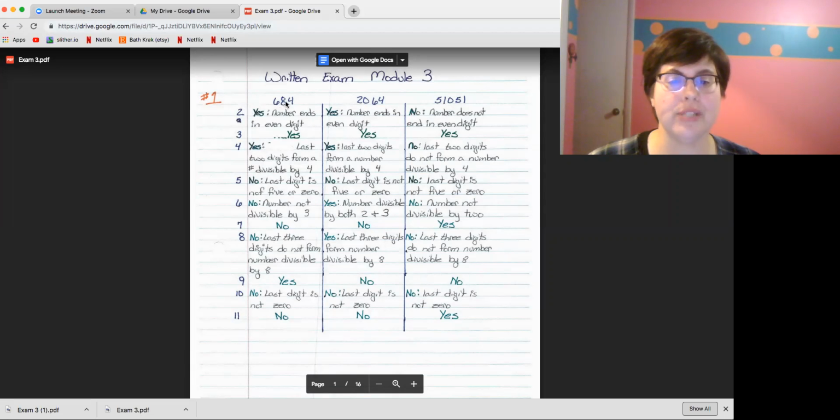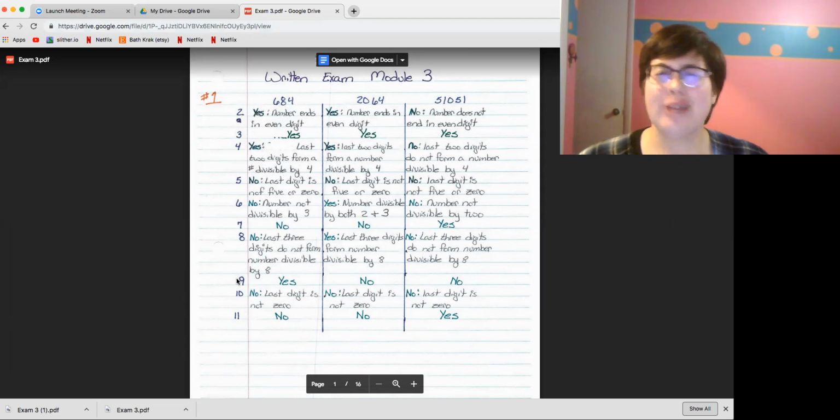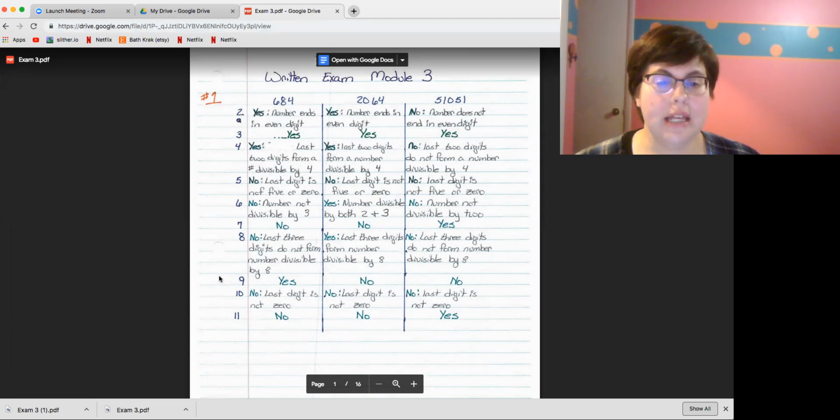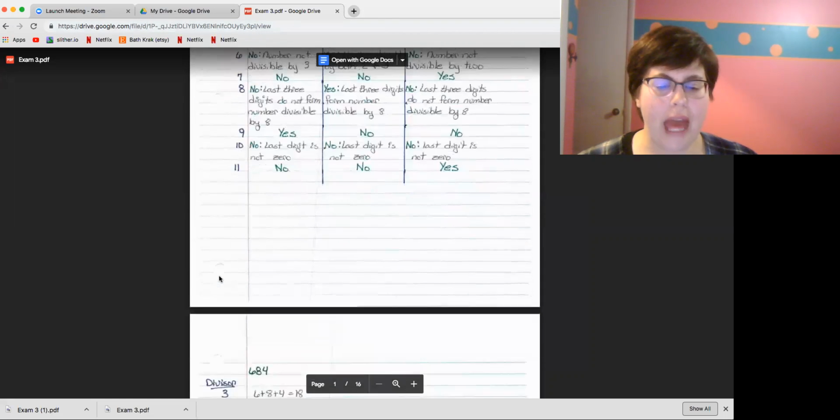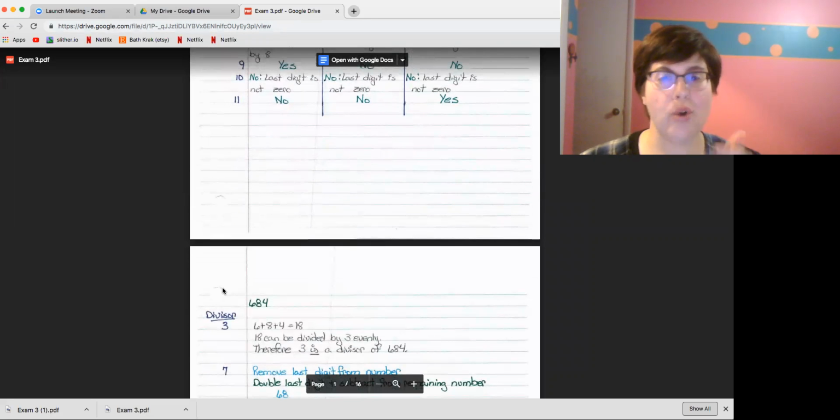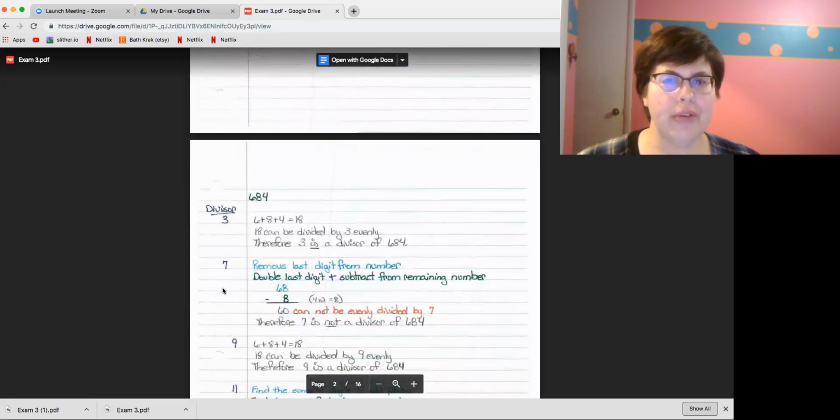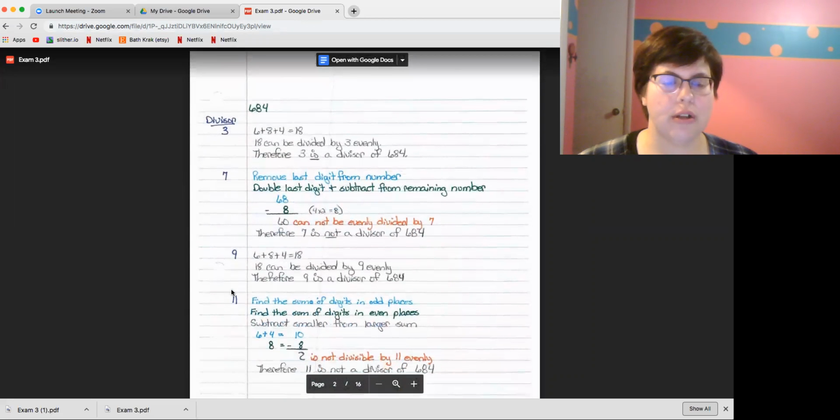For example, 684, yes, 2 is a divisor because the number ends in an even digit. For the divisibility rule of 4 for 684, yes, the last 2 digits form a number divisible by 4. So that will continue that way. When you get into the harder divisibility rules, and not necessarily harder, there's just more steps, then you will see that there's a yes or no on the chart, but we've broken those down step by step so you can see the work.